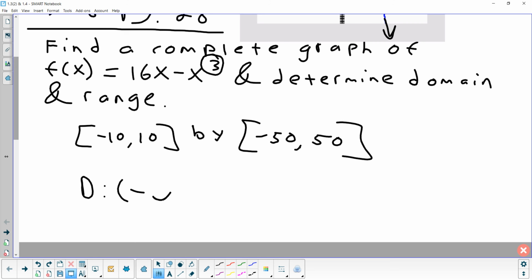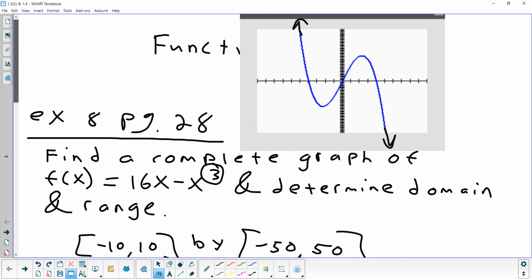So we can say it like this: negative infinity to infinity, with parentheses. Now, if you weren't sure that way, we can look at the graph and ask ourselves, how far left and right does this graph go? It's going to go left and right forever. No matter where you look on the screen, it's just going to keep going left and right. Now, how about up and down? How far does the graph go up and down?